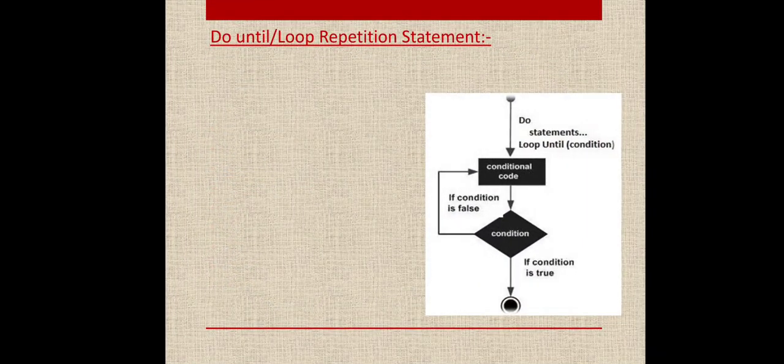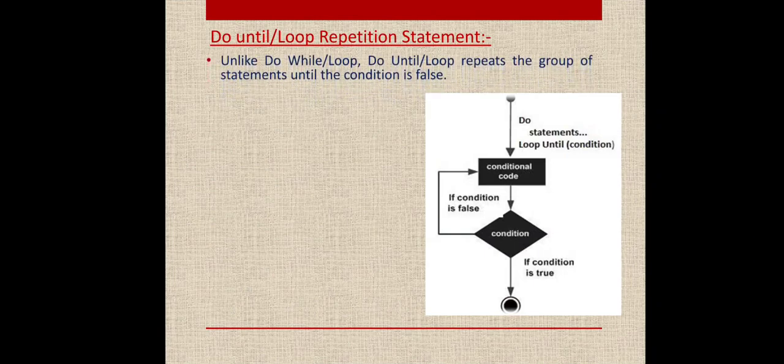The other type of looping statement is the do until loop statement. This is actually the opposite of do while. The do until loop repeats the group of statements until the condition is true. That is, while the condition is false, the statement will get executed. When the condition becomes true, the loop will get closed and the program will get closed. How it works, this is like the flowchart: do statements, loop, condition. If the condition is false, it will execute the code again. Once the condition becomes true, the program will get closed.